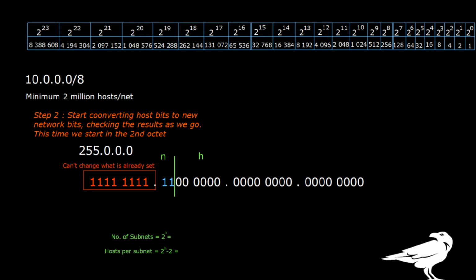So if we push the mask again to a second binary bit, we now have 2 new network bits, 2 to the n, or 2 to the 2 now, which is equal to 4 new subnets.